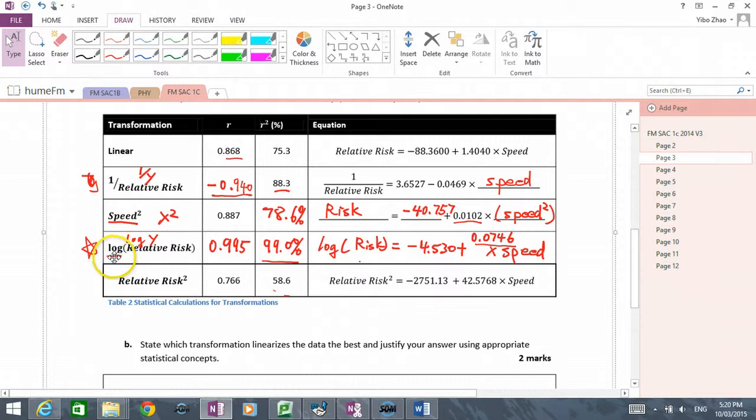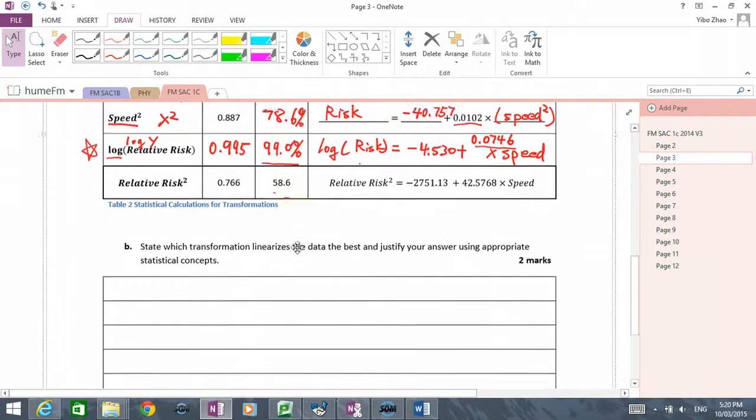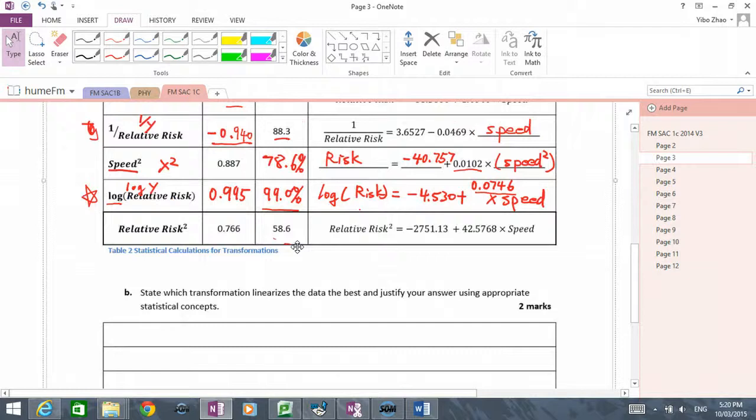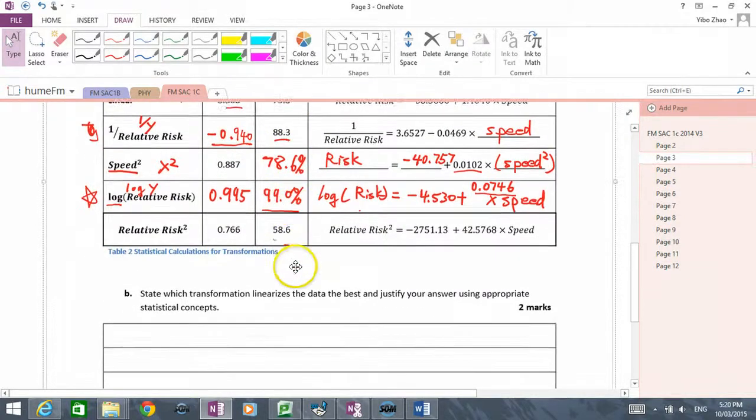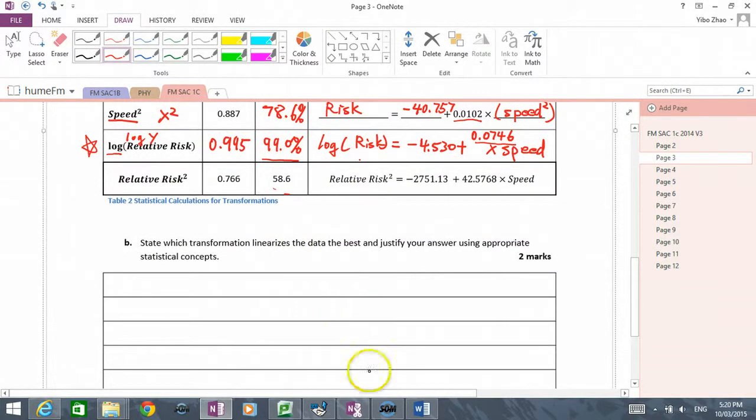Looking at the table, in the log relative risk transformation, I have an R square value of 99.99%. It's very accurate, compared with the others, which are not that accurate. So what I would say is the log relative risk transformation is the best.